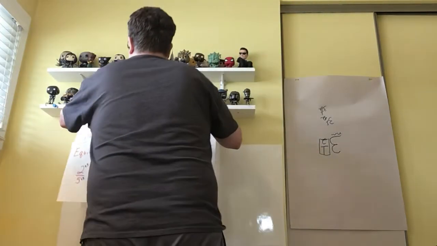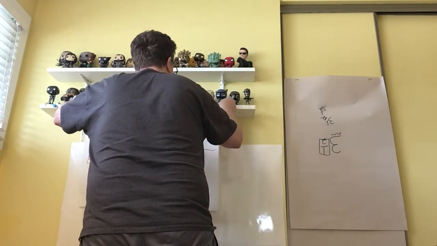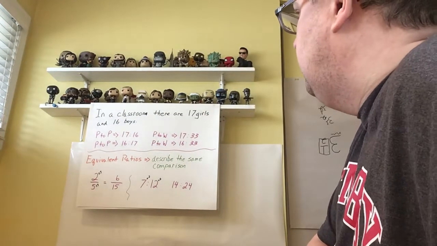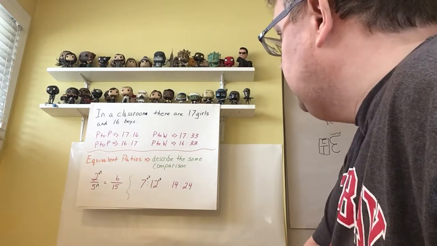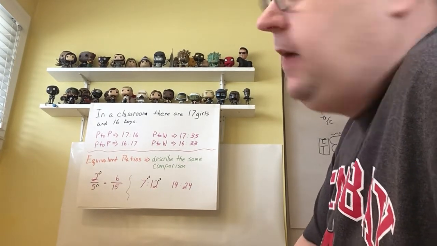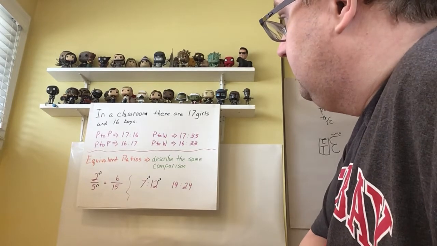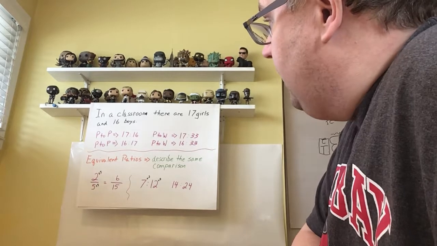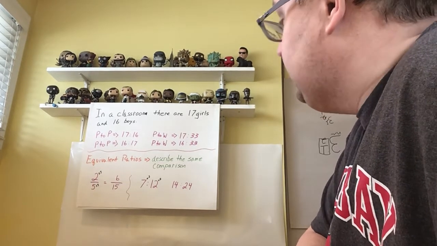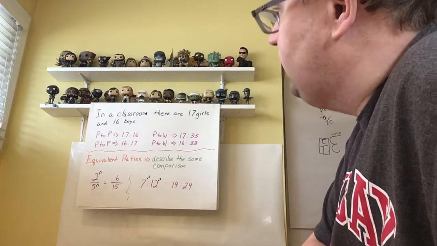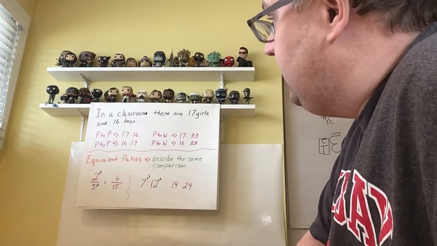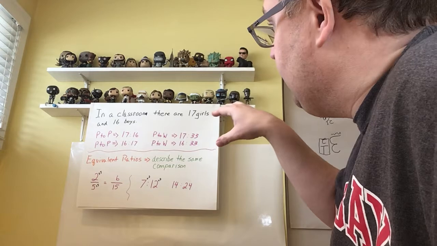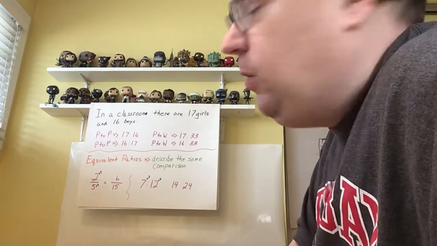So for example, in a classroom, there are 17 girls and 16 boys. So we're doing a little comparison. So our 2 part-to-part ratios, so P to P, are 17 to 16, so 17 girls to 16 boys, or 16 boys to 17 girls. You don't have to write the comparison what they are. You just need to put the numbers with the colon.